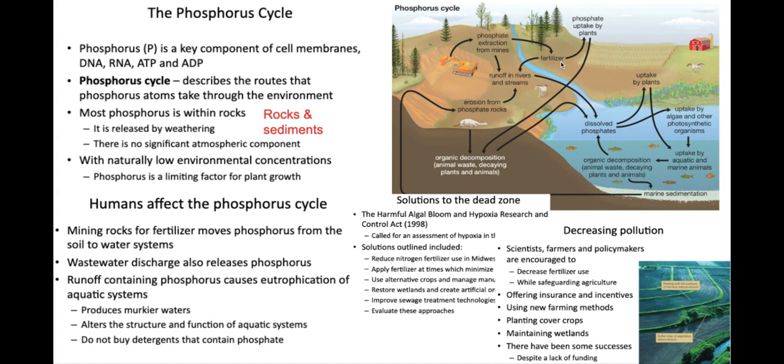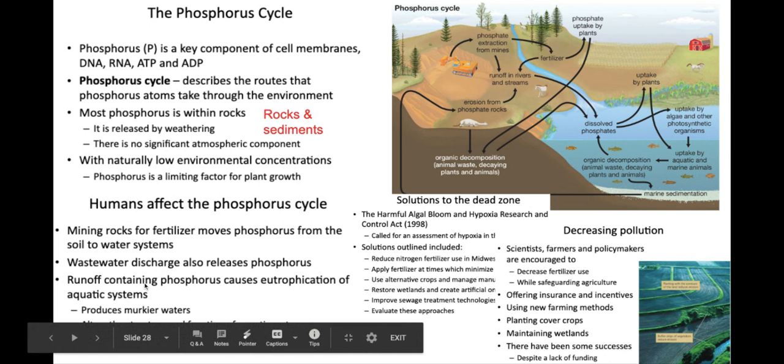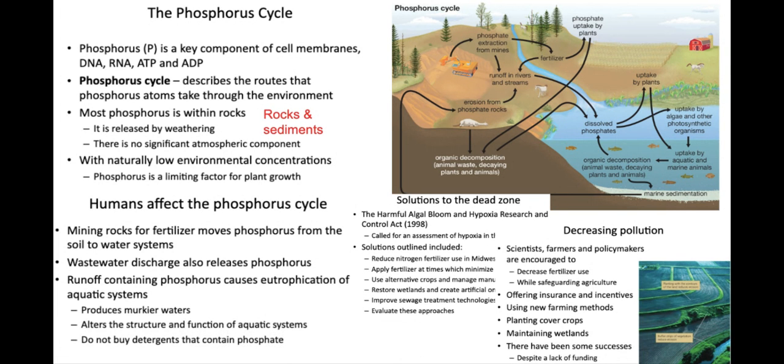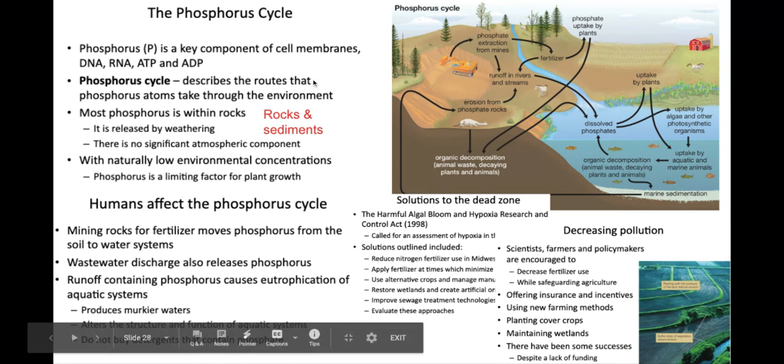However, phosphorus is not really present and it doesn't move as fast as the other components that we've seen in the nitrogen or the carbon cycle. So we do have phosphates that are present in rocks and sediments, which are going to be our main sources of phosphorus. They are not released immediately unless it's by weathering or erosion. There's no significant phosphorus in the atmosphere that you could say I'm inhaling phosphorus, for example. So it's in very low concentration, but we are affecting the phosphorus cycle because mining rocks for fertilizer is moving phosphorus from the soil into the water system.